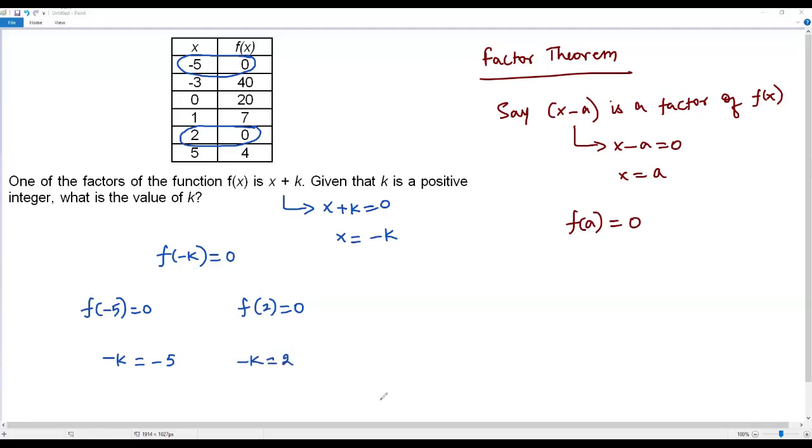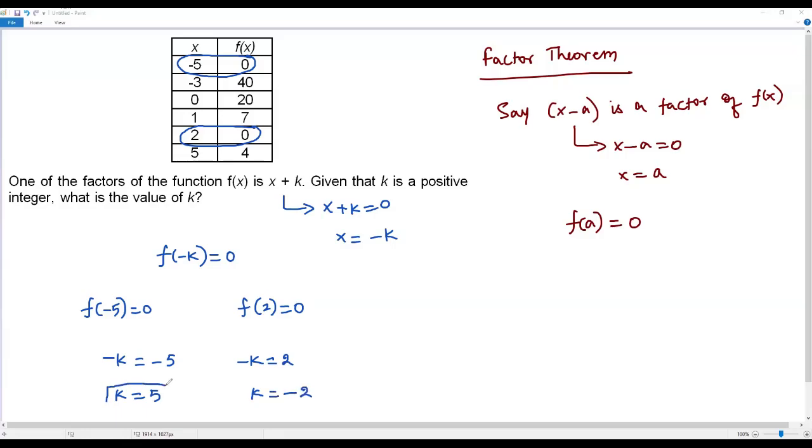Okay, now we have two equations for the variable k. Now we have to solve for k. To solve for k in the first equation, I have to get rid of the negative sign. For that, I multiply both sides of this equation by negative 1. Negative 1 times negative k is positive k, and negative 1 times negative 5 is positive 5. Same thing for the second equation: I multiply both sides by negative 1. Negative k times negative 1 becomes positive k, and positive 2 times negative 1 becomes negative 2.